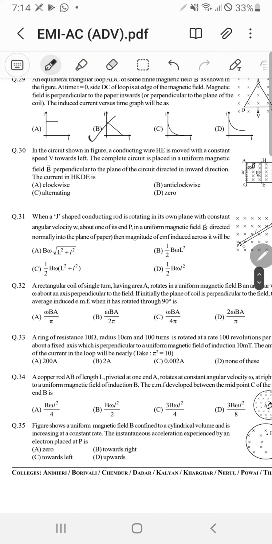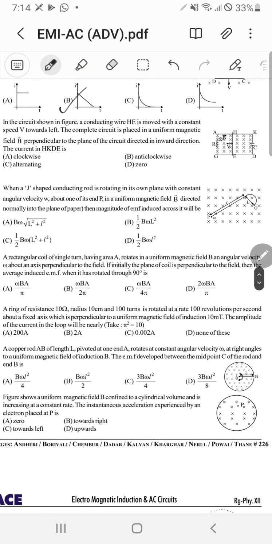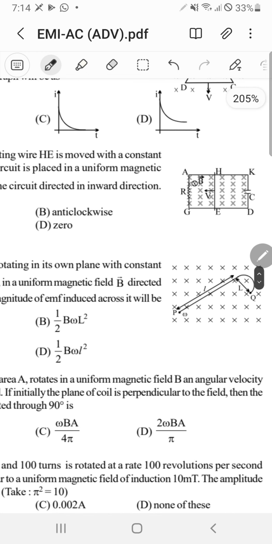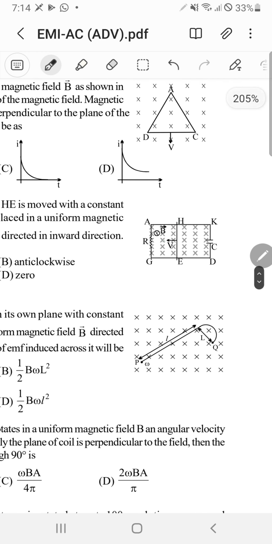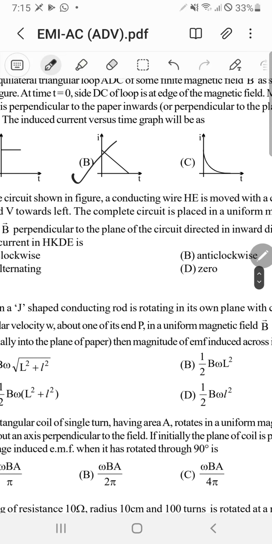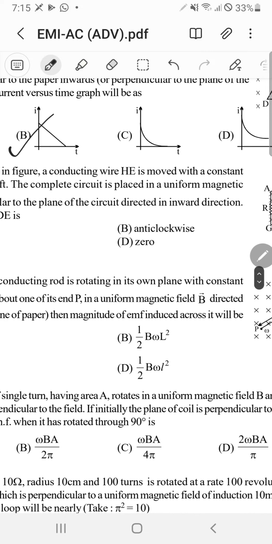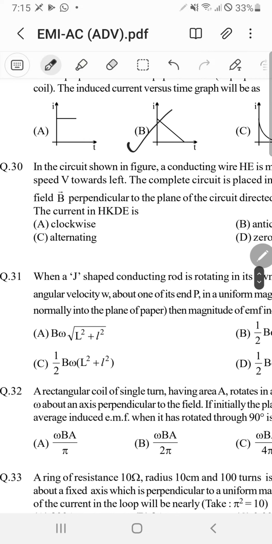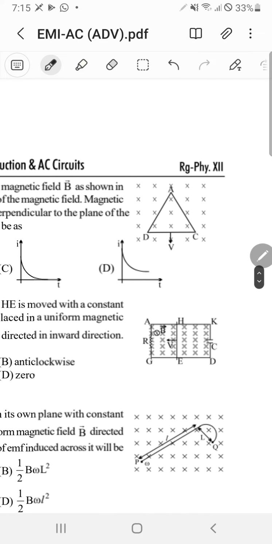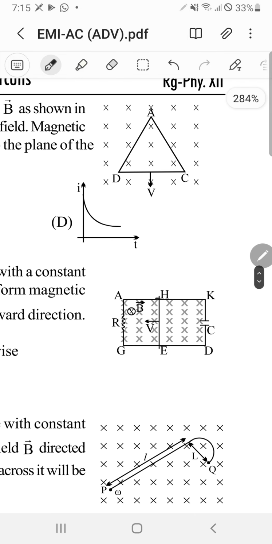Okay, in a circuit shown in the figure, a conducting wire HE is moved with constant speed V towards left. The complete circuit is placed in a uniform magnetic field perpendicular to the plane of the circuit directed inward. Okay, cool. The current in HKDE, this loop. Fine. What's the current in that?